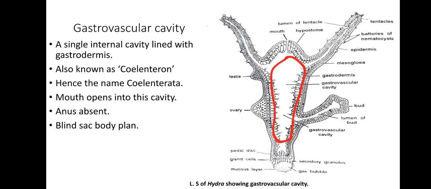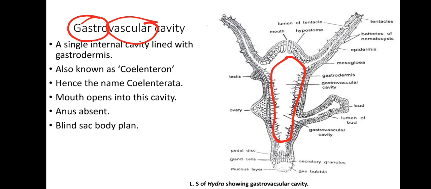Now, where the digestion of the food takes place is the stomach, isn't it? Or gut, you can say. Since here the digestion takes place in this cavity, it is a gaster. It is also vascular. Vascular means where the transport of the material takes place. For example, blood is a vascular system in our vascular tissue.